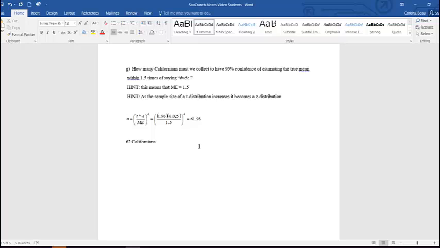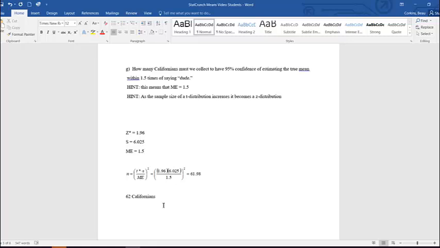How many Californians must we collect to have 95% confidence of estimating the true mean within 1.5 times of saying "dude"? Hint, this means the margin of error is 1.5. Hint, as the sample size of a t-distribution increases, it becomes a z-distribution, so this t star can be used as z star. We know z star for 95% is 1.96. I then know the standard deviation, which we just found is 6.025, and the margin of error is told to us to be 1.5. This calculation is at the end of the lecture notes. Plug it in, and with sample size calculations, always round up.